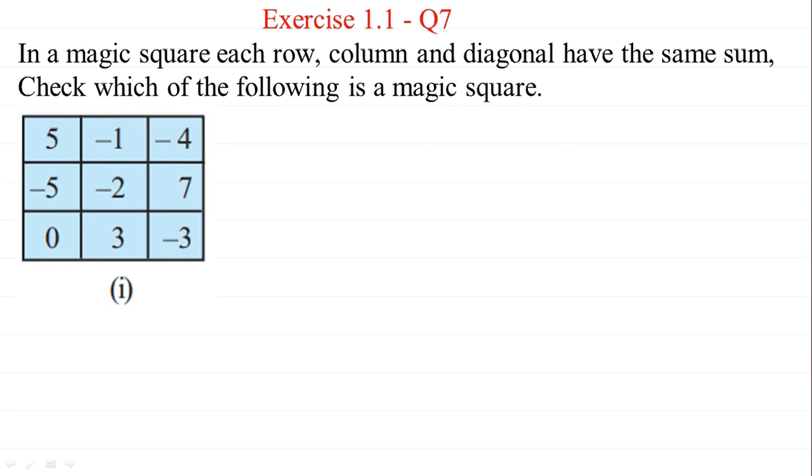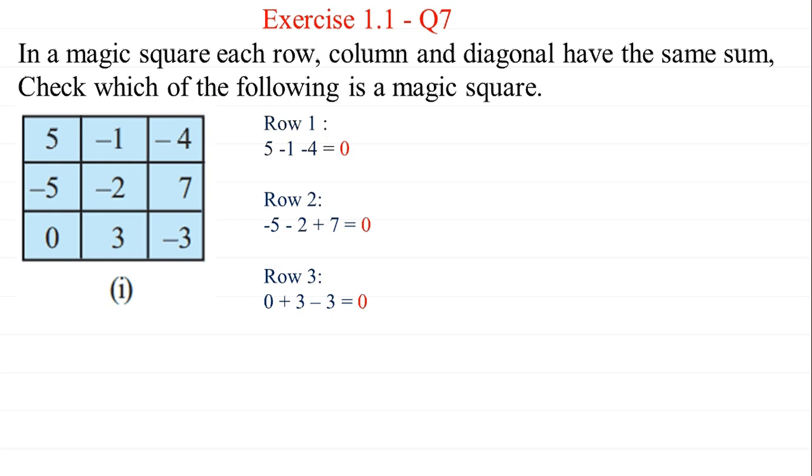The first one is row 1. Row 1 includes 5, minus 1, minus 4. When you solve, 5 minus 1 is 4, 4 minus 4 is 0. Now let's start the second row. The second row is minus 5, minus 2, plus 7. Minus 5 minus 2 is minus 7. Minus 7 plus 7 is 0. Then the third row is 0, 3 and minus 3. So 3 and minus 3 is again 0.